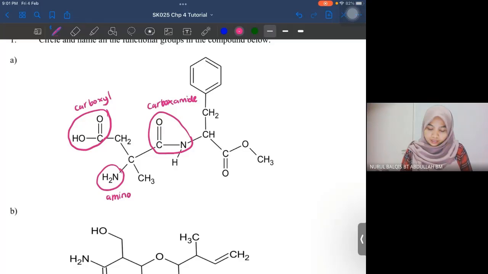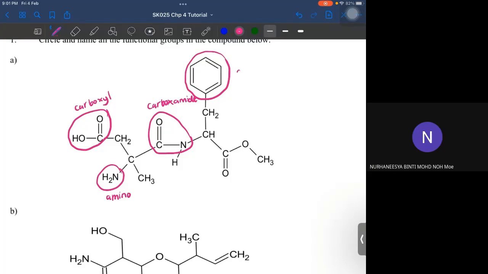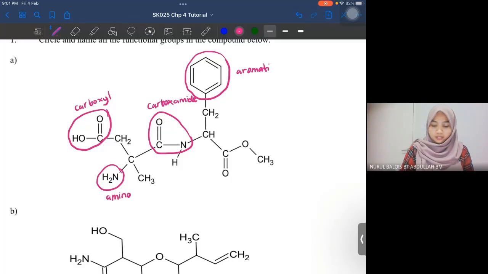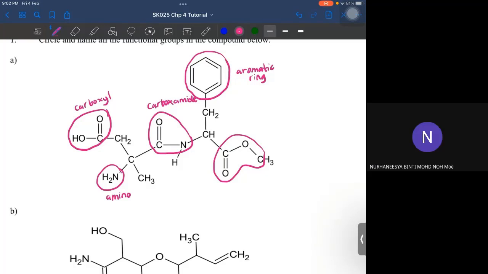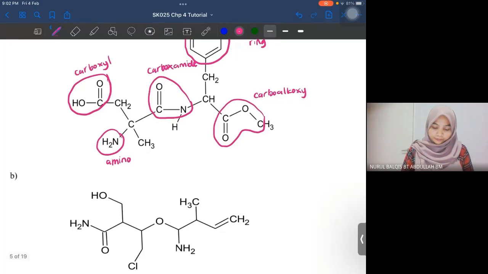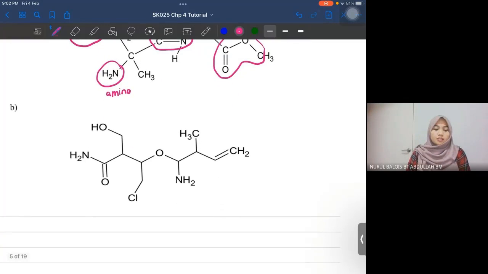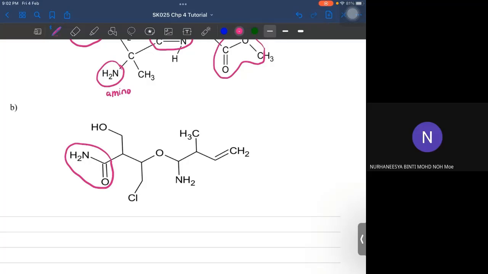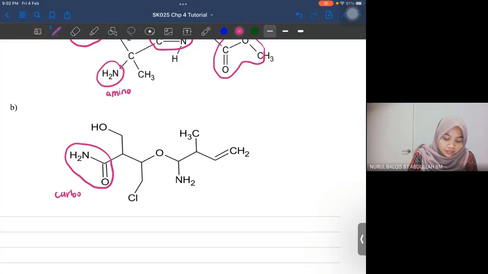Lagi mana? This one. Aromatic ring. Yes, aromatic ring. How about this one? Carboalkoxy. Is there any functional groups yang kita termiss? Tak ada dah. Okay, next. B, structure B. We have here, what is this? Carboxamide. Hydroxamide.